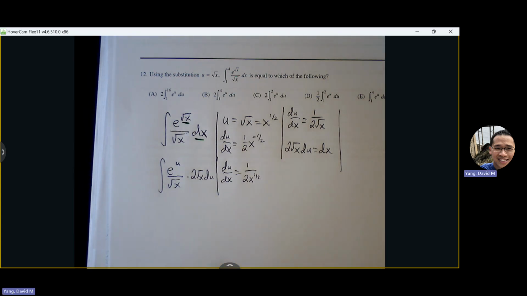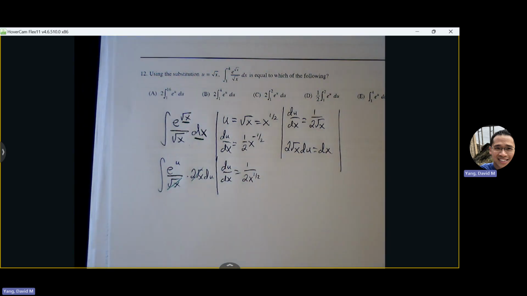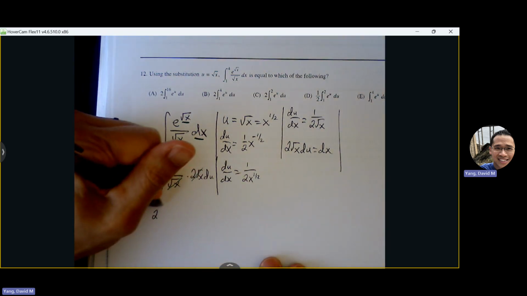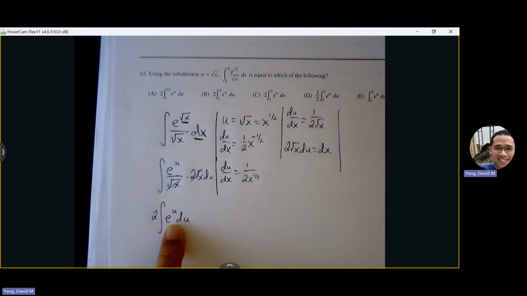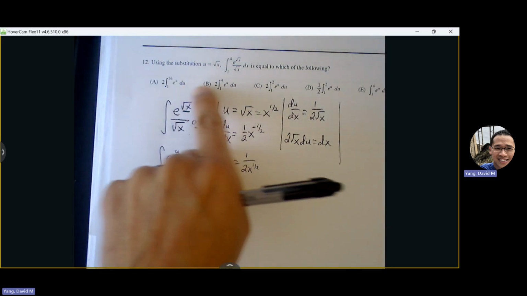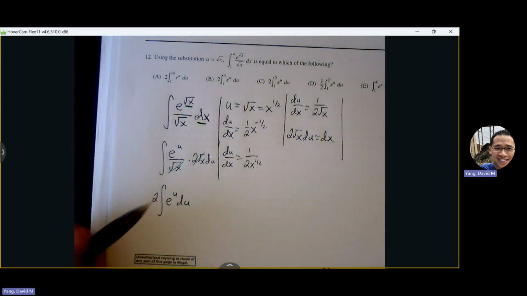It's nice to see that root x cancel out. We know we can go through u substitution if no more x's remain, but we know that the 2 is going to have to remain in our integral. So integral of 2 e to the u du. Now notice everything's in terms of u. The answer choice doesn't present the antiderivative. It just shows the setup. So everything's in terms of u.